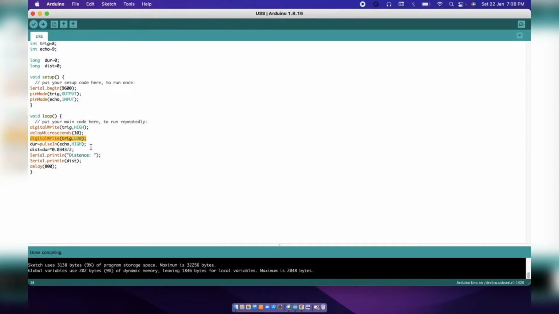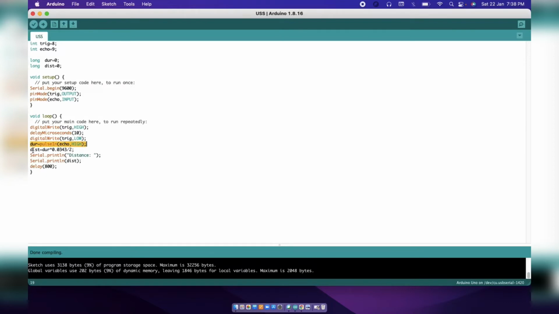Then after this we need to read the echo pin high, so that the pulse stays on until the object is detected and the distance can be calculated. So for that we need to take the formula like dur is equal to pulseIn. pulseIn is the function which calculates the width of that particular pulse, that particular signal. So pulseIn(echo, HIGH).